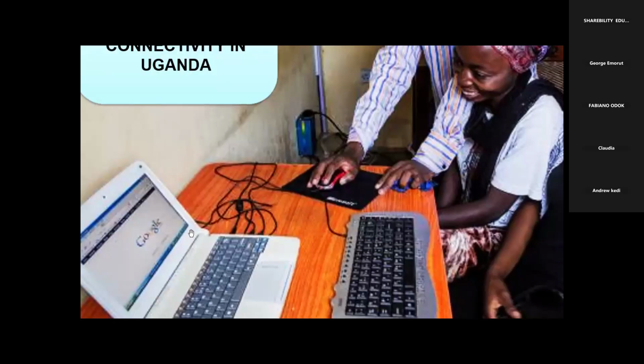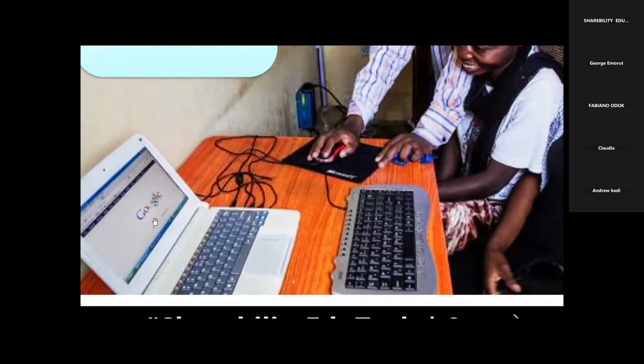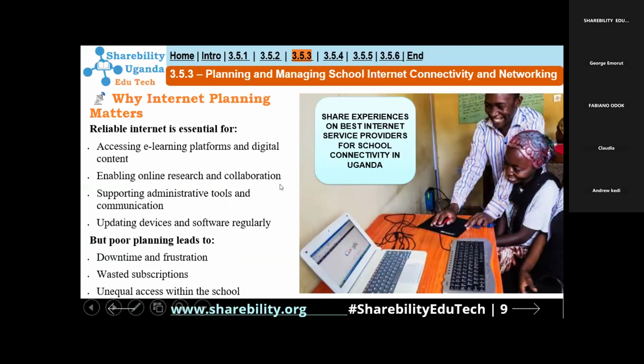But internet can become frustrating. You might get fiber. You say, hey, I've got fiber, or I've got 5G. But when it is frustrating, seriously, kabisa. So what are your experiences on best internet service providers for school connectivity in Uganda? Can you guide a head teacher on call who wants to get internet in Kabale or Maido for their school? Which internet are they going to connect?